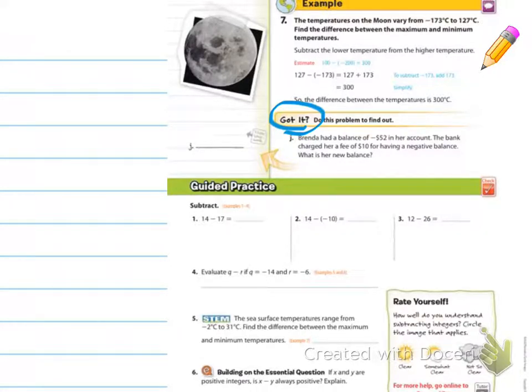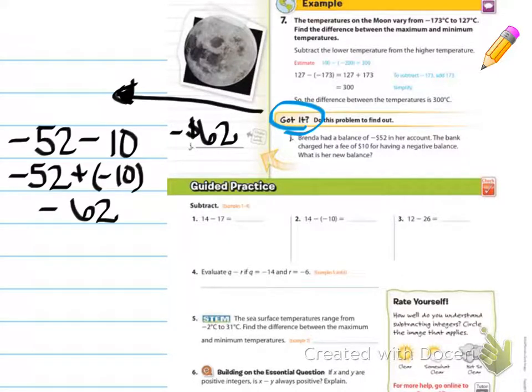Now you try it on your own with a different problem. The Got It is about a balance in an account. Pause, try it, come back and check. Okay, so you have Brenda with a balance of negative $52 in her account. The bank charges a fee of $10 for having a negative balance. So her new balance, well, she started out owing $52, then she's charged another $10, so now she owes a total of $62. And you can see the problem worked out again using the KCC strategy.